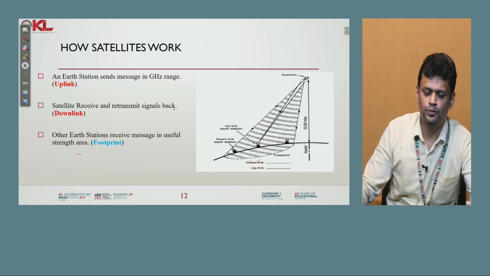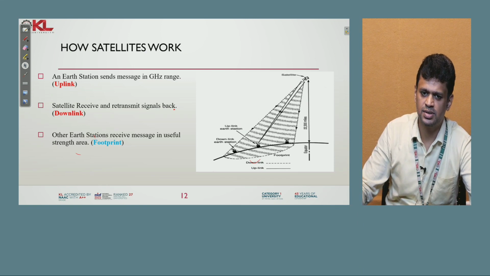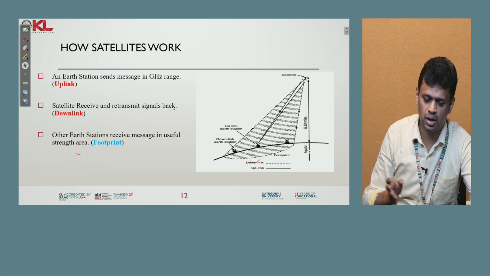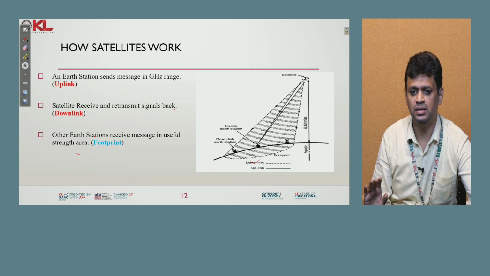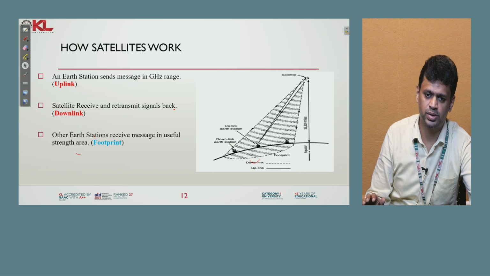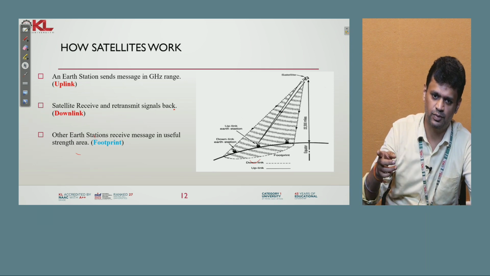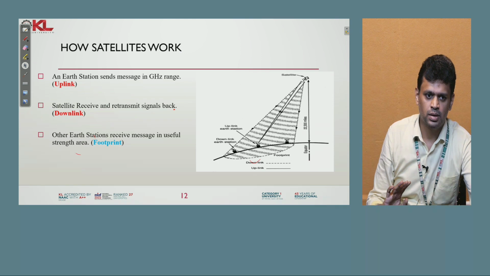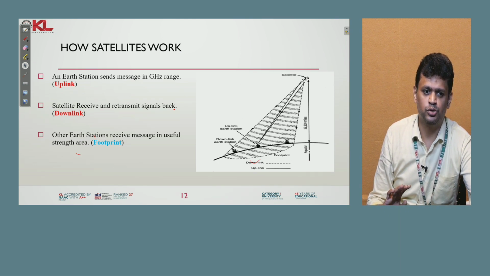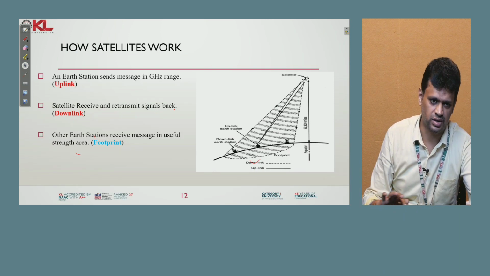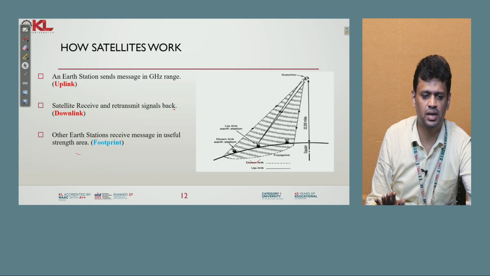Uplink basically means that when a signal is transmitted from the Earth station to the satellite, we call it an uplink transmission. And when the satellite transmits the signal to the other Earth station back, we call it a downlink. It is very important, because when we use the word uplink frequency, it should be understood that the ground station is transmitting to the satellite. When we say downlink, then a signal is being transmitted from the satellite to the other Earth station. So other Earth stations receive the message in a useful strength area. The good thing about a satellite is it can cover a large area. So we say it can cover a large footprint.